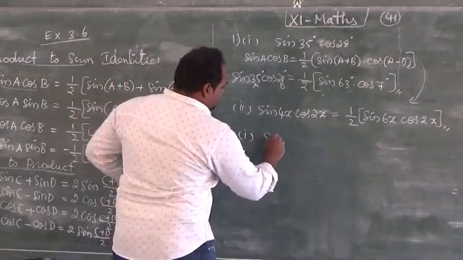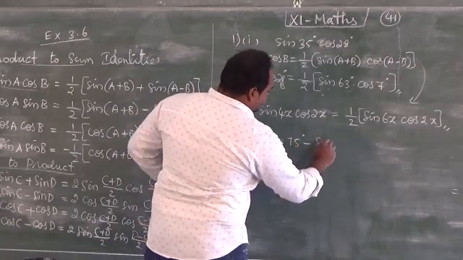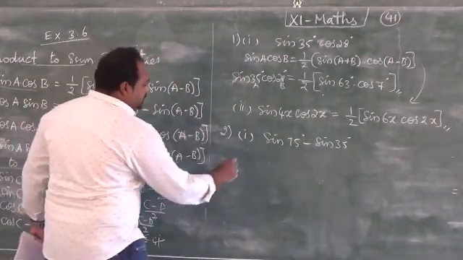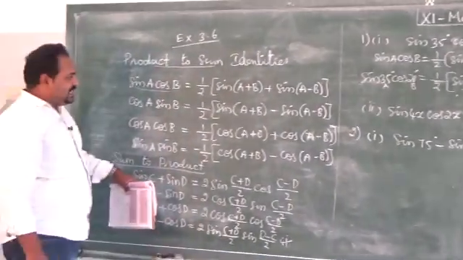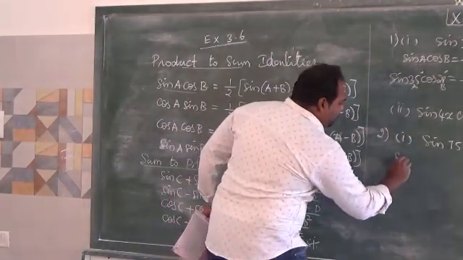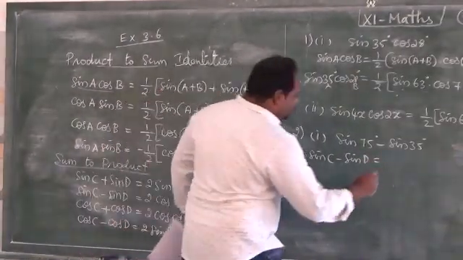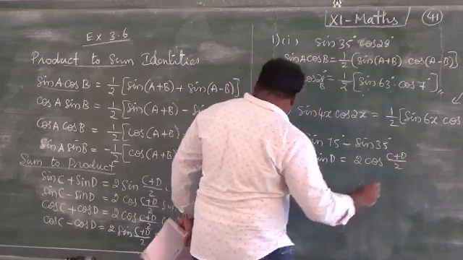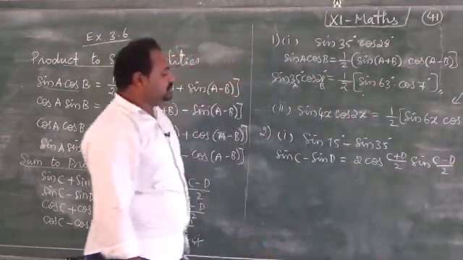In the second question, first subdivision, sin 75 degree minus sin 35 degree. Here we use the second one, sum to product, sin C minus sin D. Sin C minus sin D can be written as 2 cos((C plus D) by 2) sin((C minus D) by 2). So this formula we have to use here.